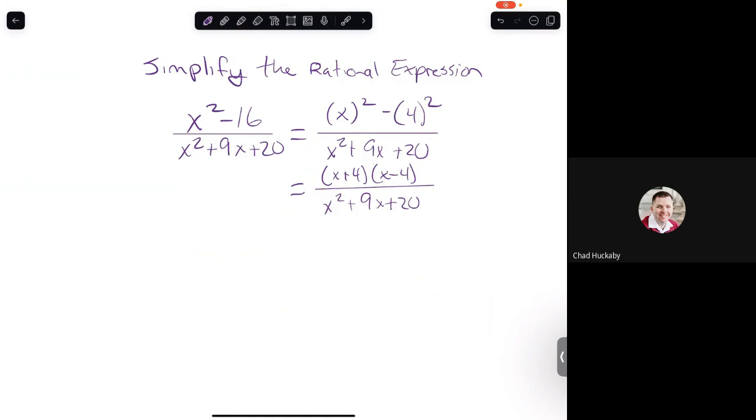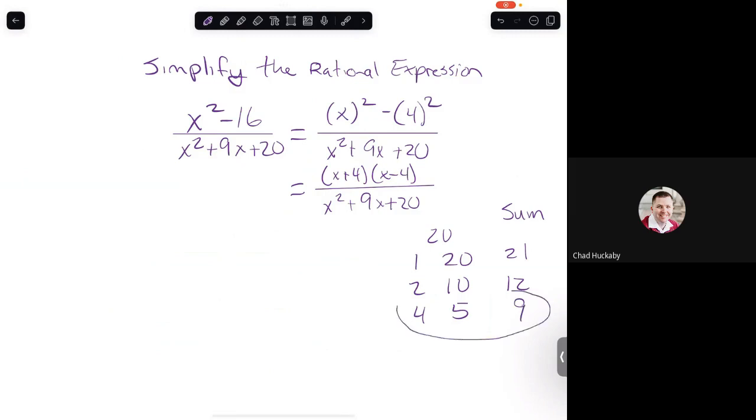What about the denominator? How do we factor that? Well, we want to look for the factors of 20 that when we add them together, we get 9. We have 1 and 20, 2 and 10, 4 and 5. Well, 1 and 20 is 21, 2 and 10 is 12, and 4 and 5 is 9. So the pair we want are 4 and 5. So we can rewrite this as x plus 4, x minus 4, all over x plus 4, x plus 5.